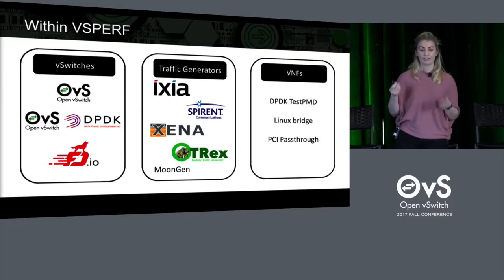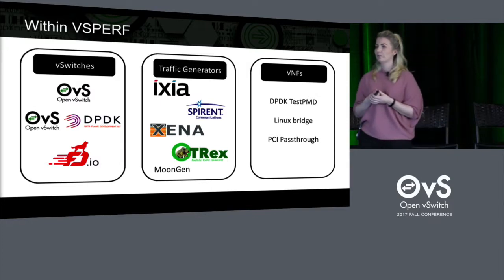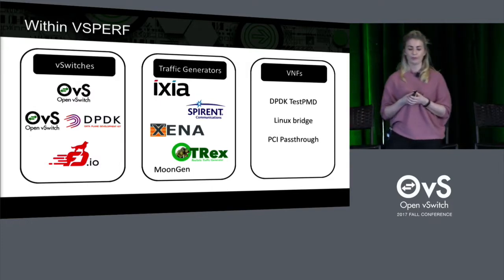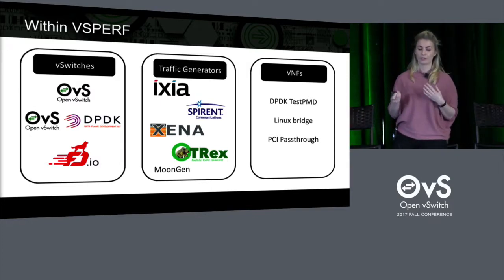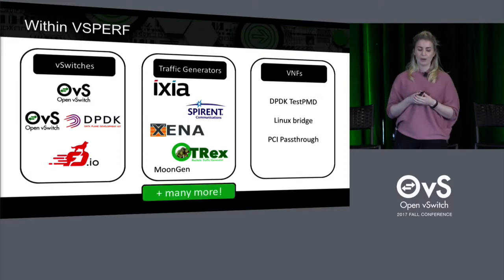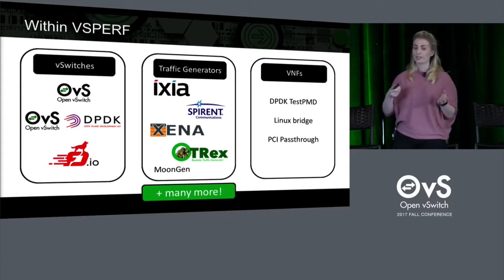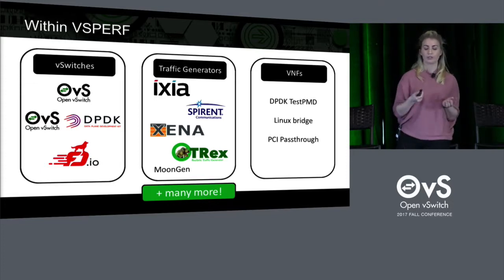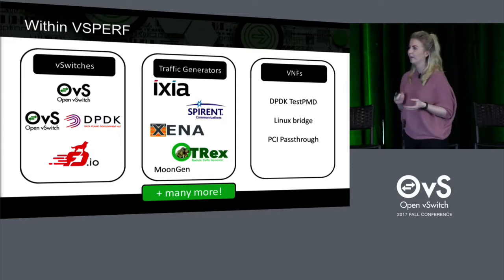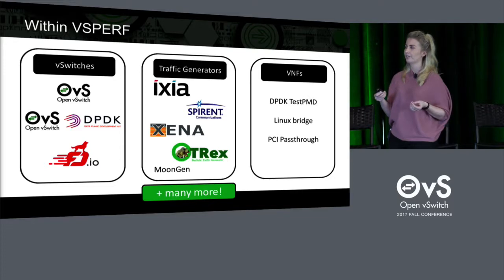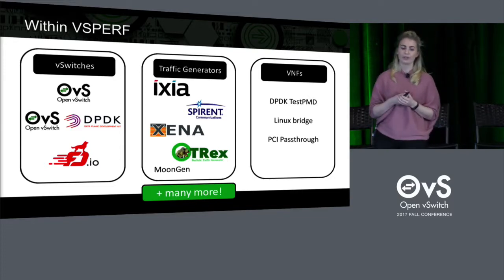And VNFs, so there's lots of VNFs you can try, like DPDK's Testpmd, which is a popular one, Linux Bridge, PCI pass-through. And the great thing about VSPERF is that it's always being extended. So theoretically, the infrastructure is there to plug in any new vSwitch, traffic generator, or VNF, and the community are definitely open to embracing these new technologies and integrating them into the framework.